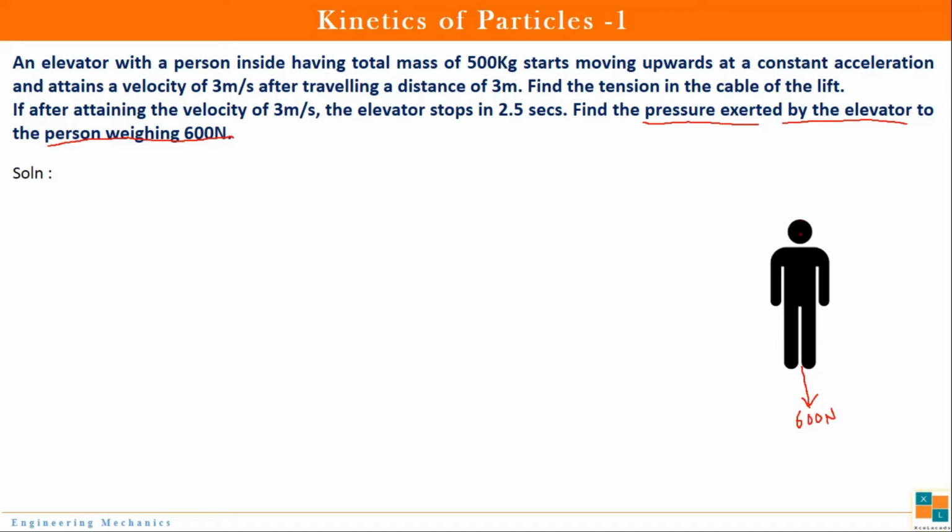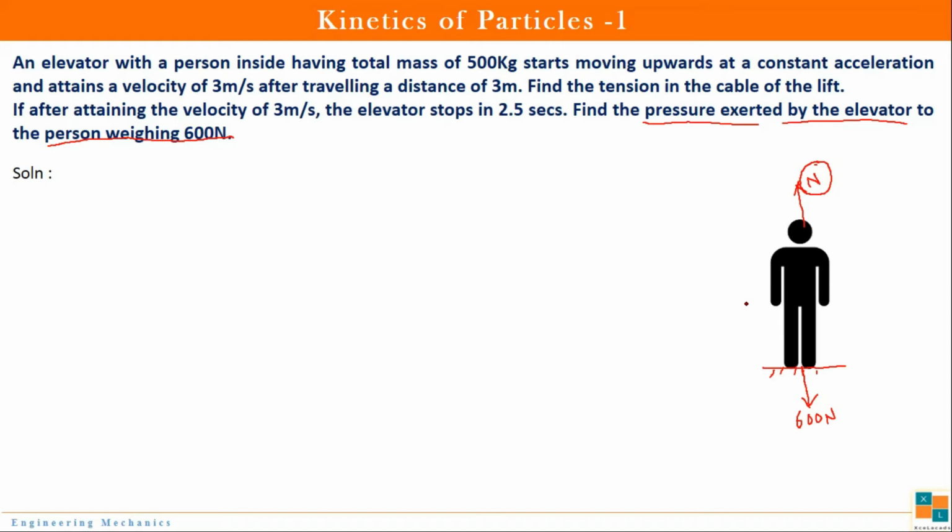Then the normal reaction. Because this man is standing on the surface of the lift, this surface will exert a reaction on this man, and let this be N. This is the thing we are required to find out, the reaction or the pressure exerted by the elevator on the person. Then next is the friction force. Because this person is not moving on this surface, there will be no friction force. So with this we have completed showing all the forces acting on this man.